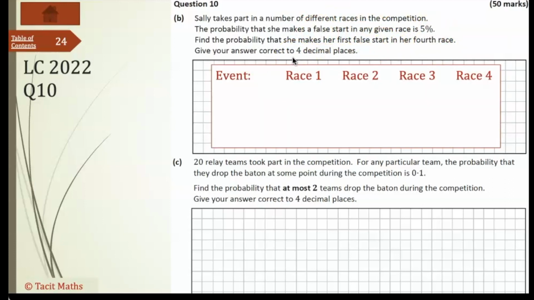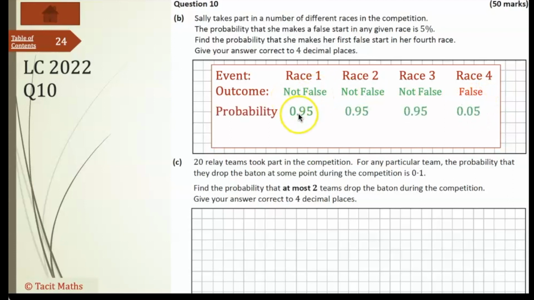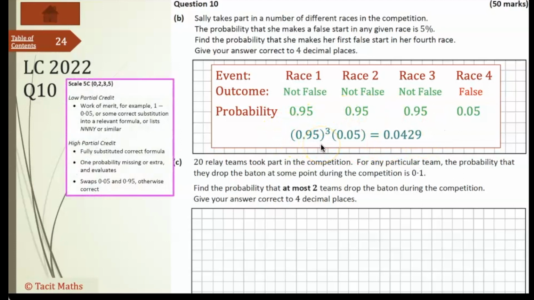So when you're doing this, you just list out your events. Race 1, it's not false. Race 2, it's not false. Race 3, it's not false. And in race 4, the false start happens. So if there's a 0.05 chance of it being false, then there must be a 0.95 chance of it not being false. So the probability of this happening is 0.95 by 0.95 by 0.95 by 0.05, which is this simple way of writing it there.